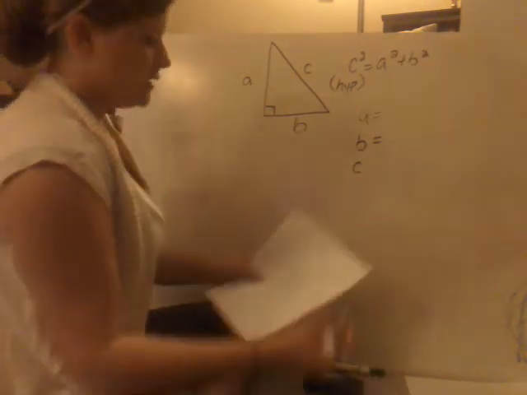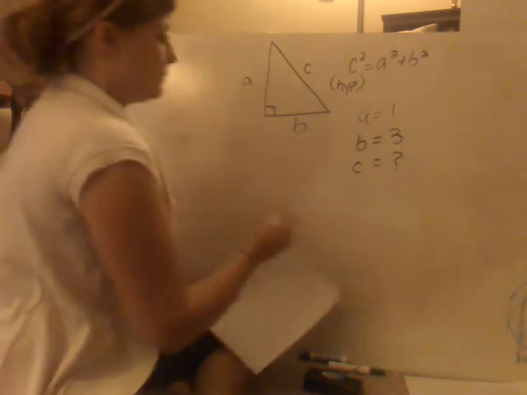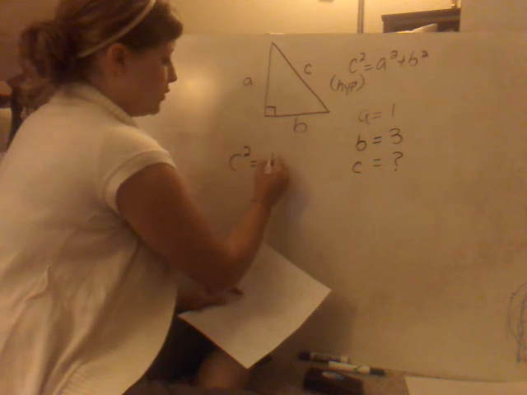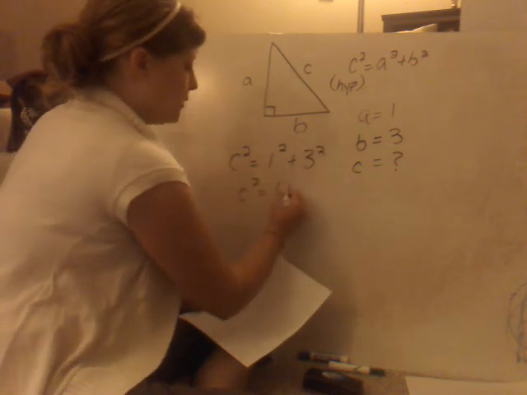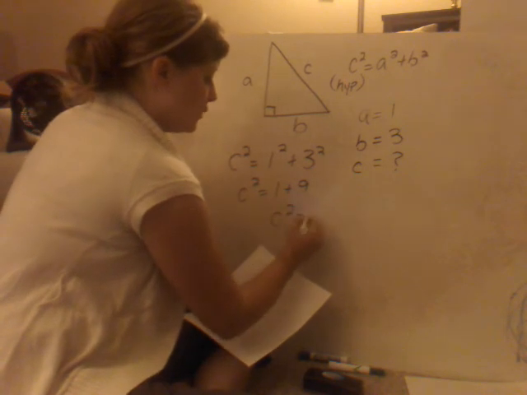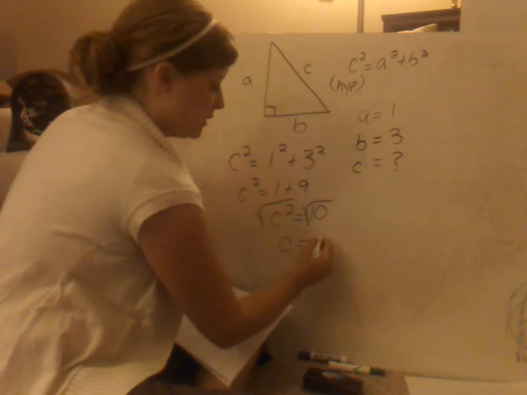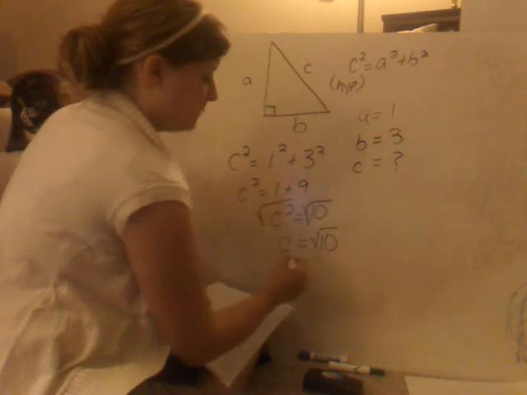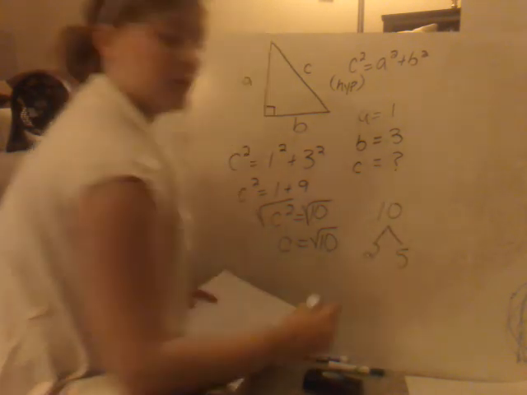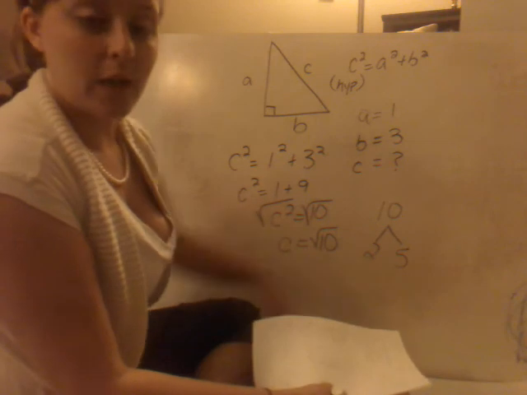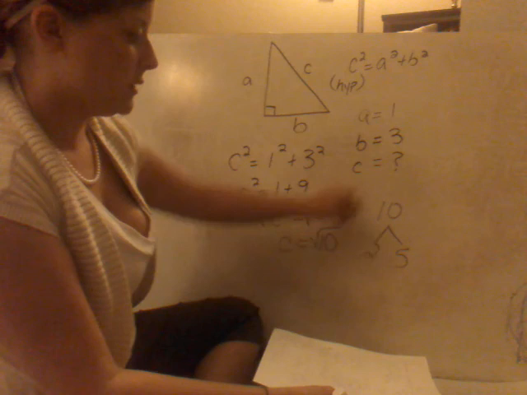Alright, number 7, I said a is equal to 1, b is equal to 3, and find c. So I've got c squared is equal to 1 squared plus 3 squared. C squared is equal to 1 plus 9. C squared is equal to 10. I take the square root of both sides. C is equal to the square root of 10, because when I factor it, I get 2 and 5. I don't have 2 of anything, so I can't pull it out. So everything stays under, so it can multiply back out, so it's the square root of 10. And that's my c.